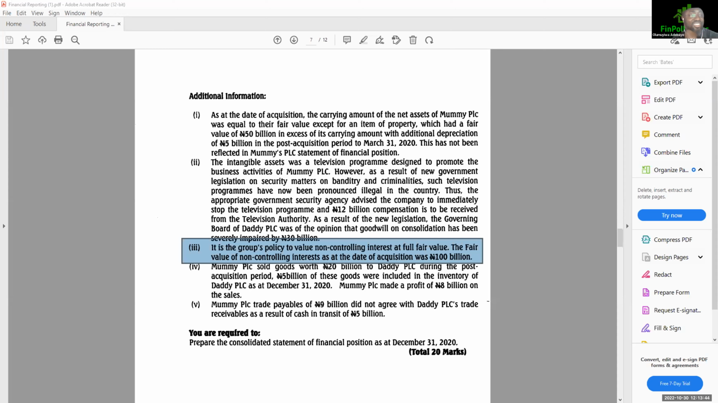It says the group policy is to value the NCI at full fair value, and the fair value of the NCI as at the date of acquisition is 100 billion naira.